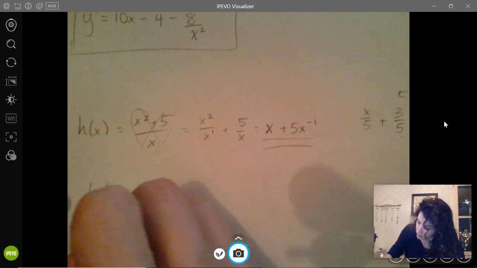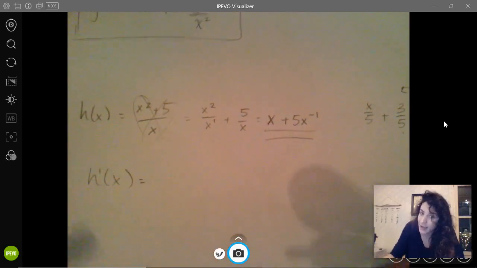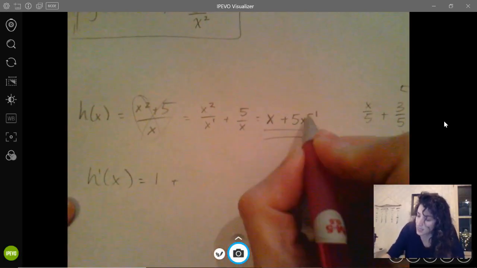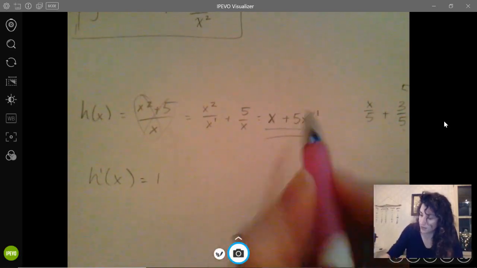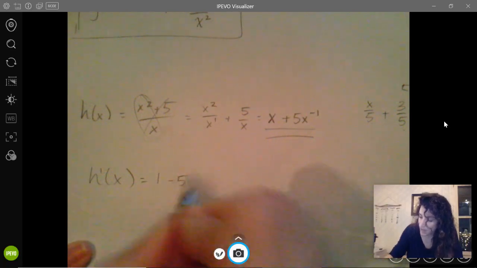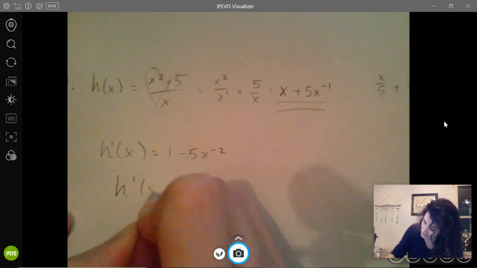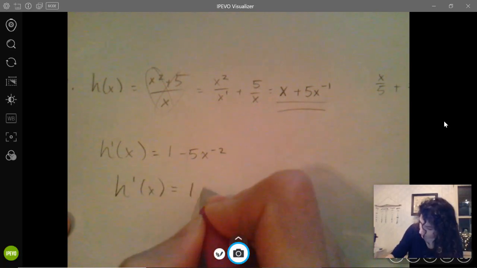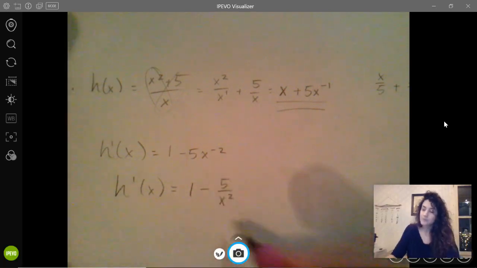So your derivative of h of x is equal to, the derivative of x is 1. This then becomes minus, because 5 times negative 1, minus 5x to the negative 2. I could rewrite it as 1 minus 5 over x squared, and you could leave it like that.